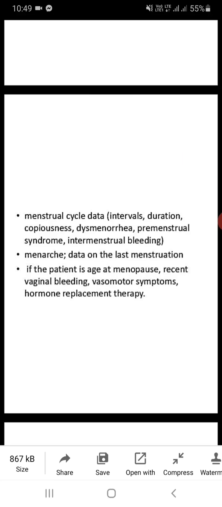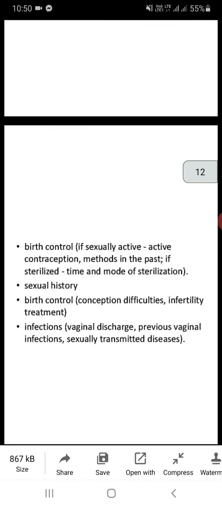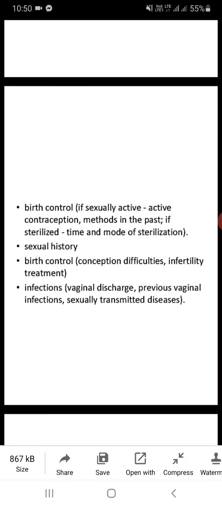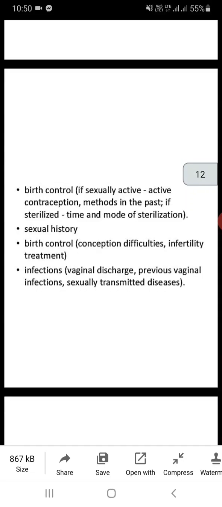Then menarche, date of the last menstruation. If the patient is of the age of menopause, recent vaginal bleeding, vasomotor symptoms, hormonal replacement therapy. Then birth control. If sexually active, contraception methods; if sterilized, time and mode of sterilization. Then sexual history, birth control, conception difficulties, infertility. Then infections: vaginal discharge, previous vaginal infections, STDs.